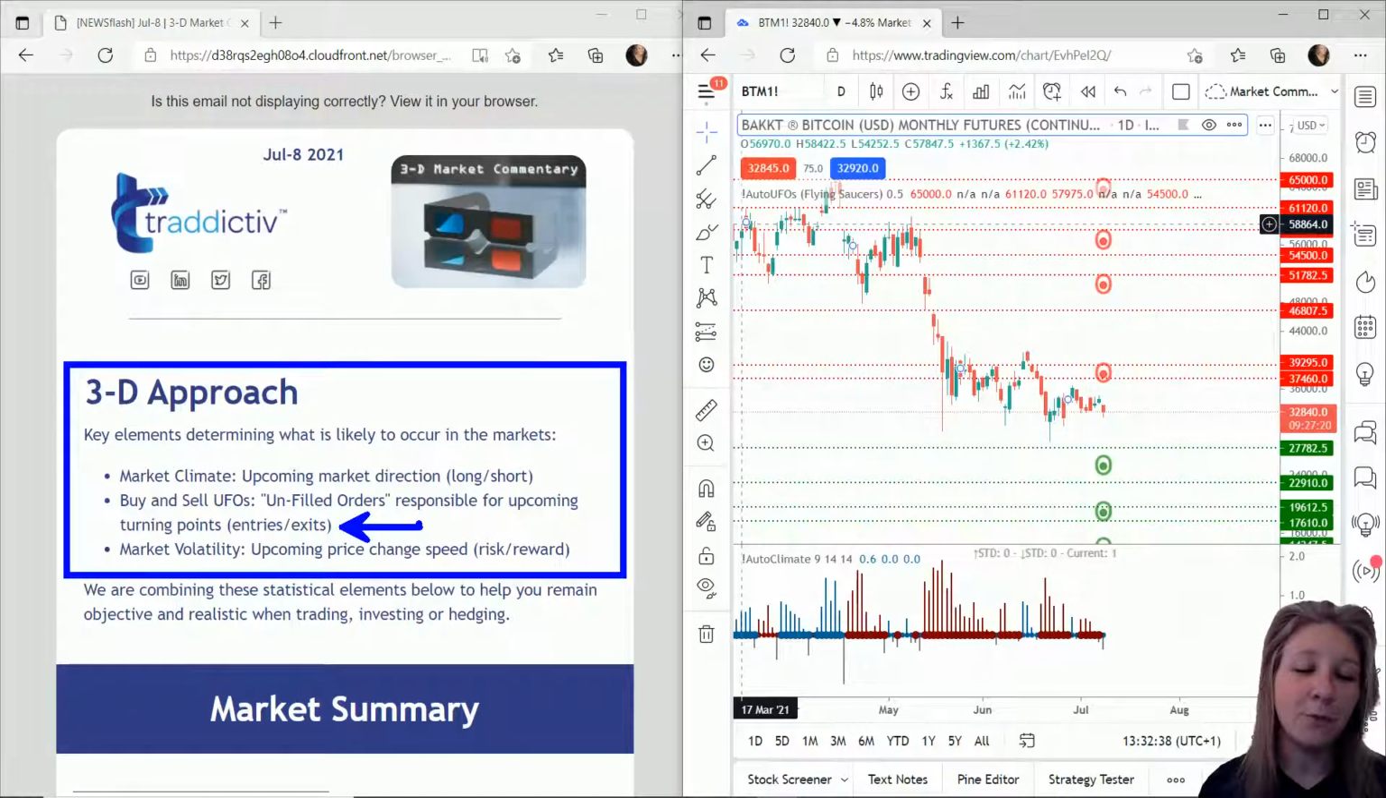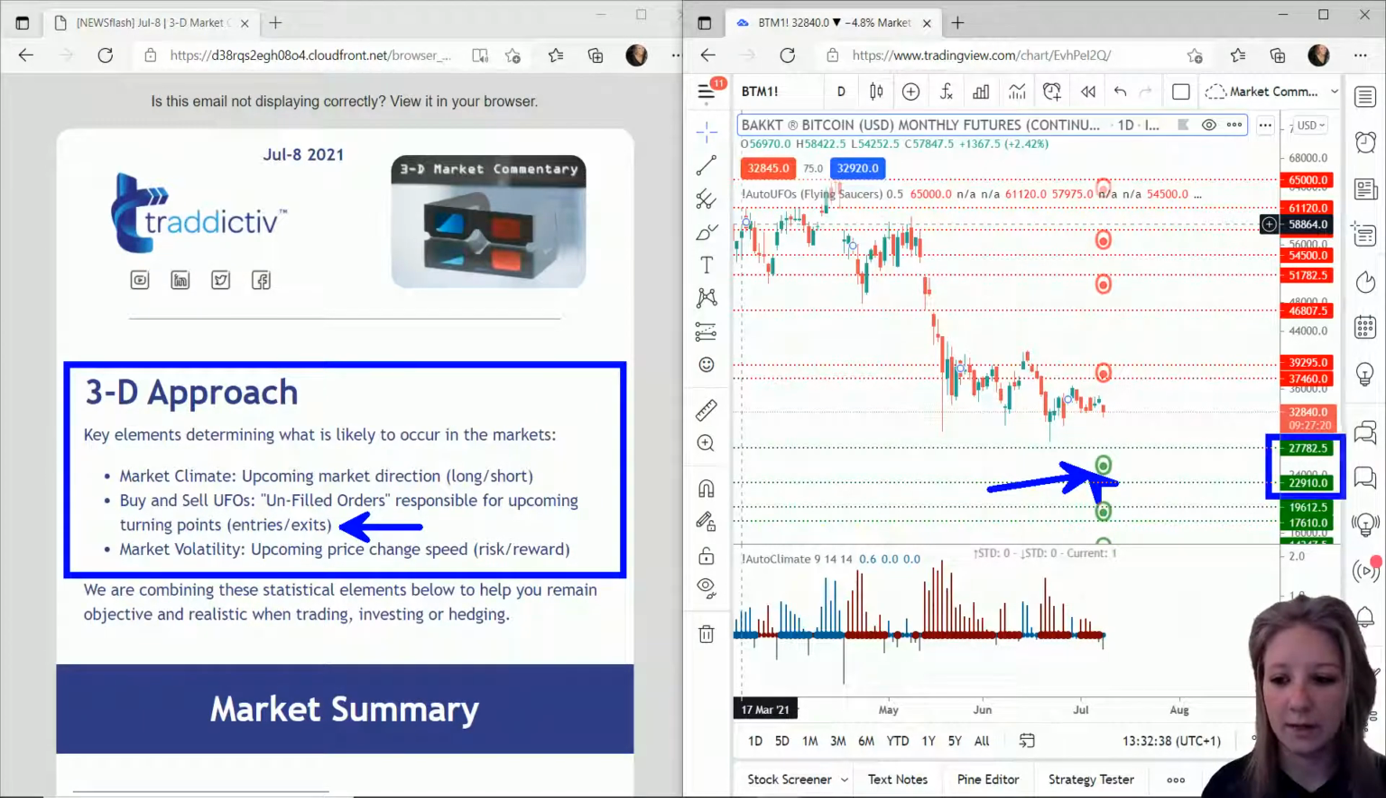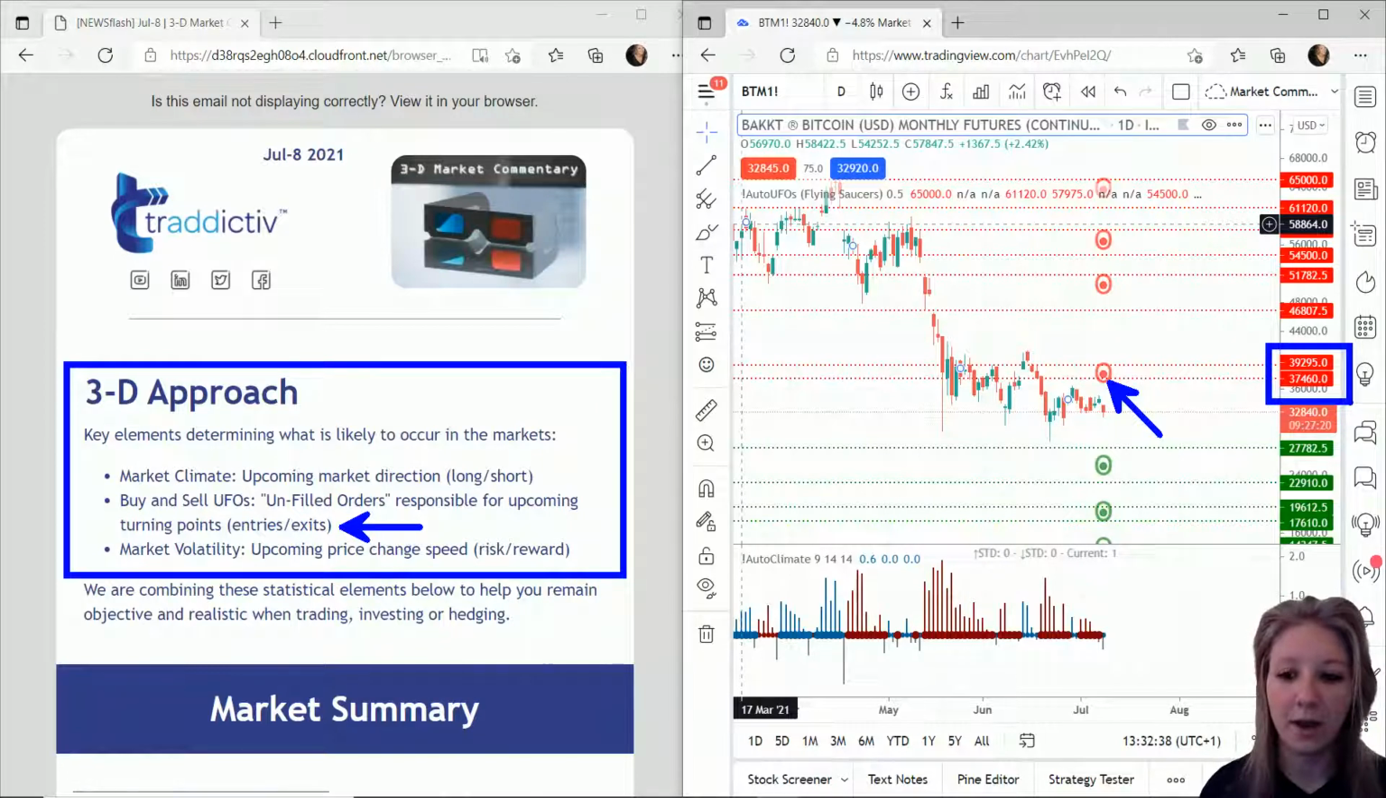Then we want to know, if we're going to buy, where are we going to buy? If we're going to sell, where are we going to sell? That's where our UFOs come in to help us with our entries and exits. So these green UFOs, with the prices highlighted here on the right, these show us where buyers are. Now, if we want to buy where there's lots of other buyers, because it's much more likely to push price upwards and go in our favor. If we're selling, then these red UFOs, with again the numbers highlighted there on the right hand side, they show us where the sellers are. If we're going to sell, we want to sell where there's lots of other sellers.